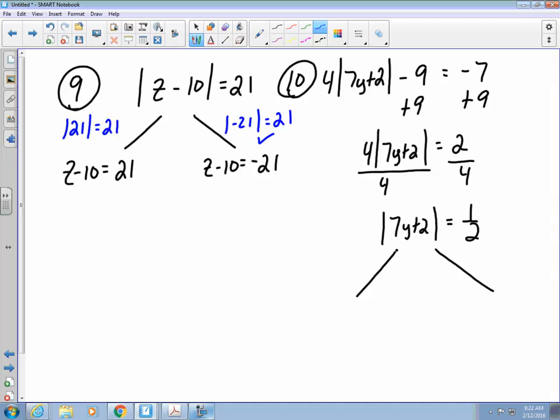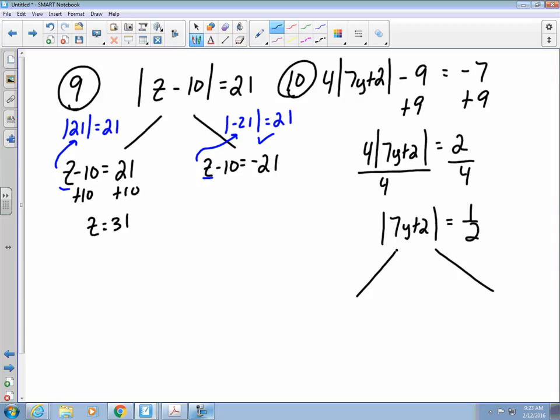So you really have two possibilities. The question is, what value of z would make this positive 21? And what value of z is going to make this negative 21? Well, that's what these equations will tell me. So what value of z, if I were to subtract 10 from it, would be 21? Well, you would just have to add 10 and say 31.